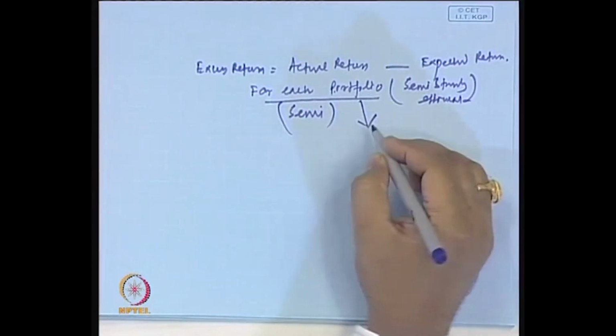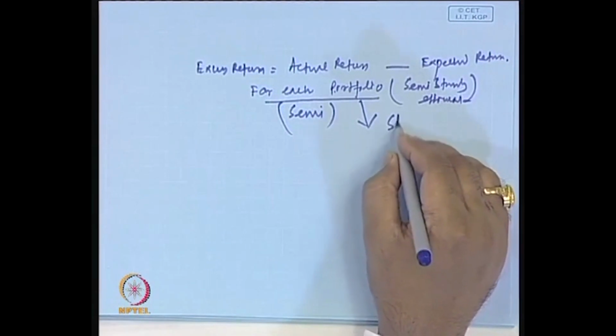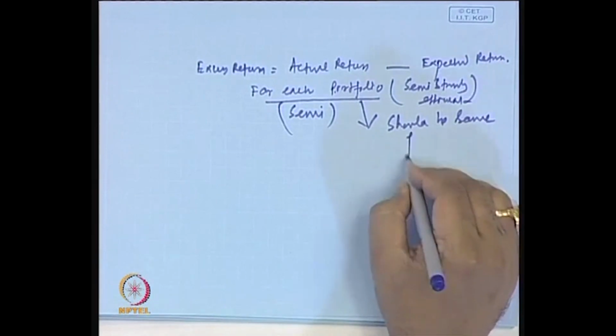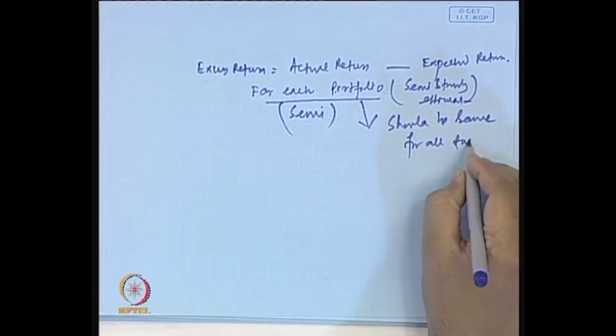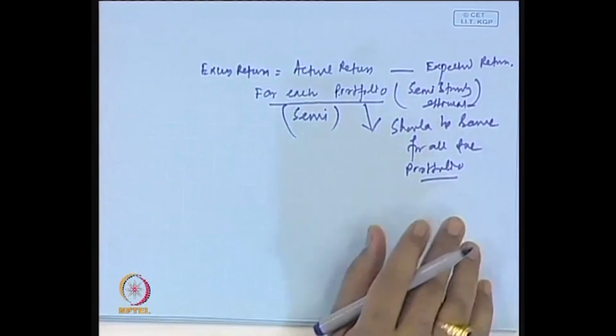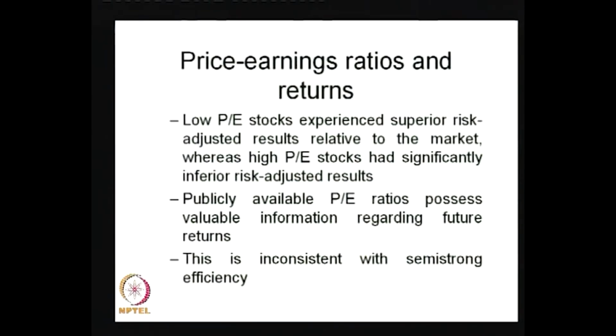So, the excess return should be the same for all the portfolios. That means one investor should not get any kind of excess return or abnormal return by using a certain philosophy. So, this is the way generally we can test the semi strong form of the efficient market hypothesis.